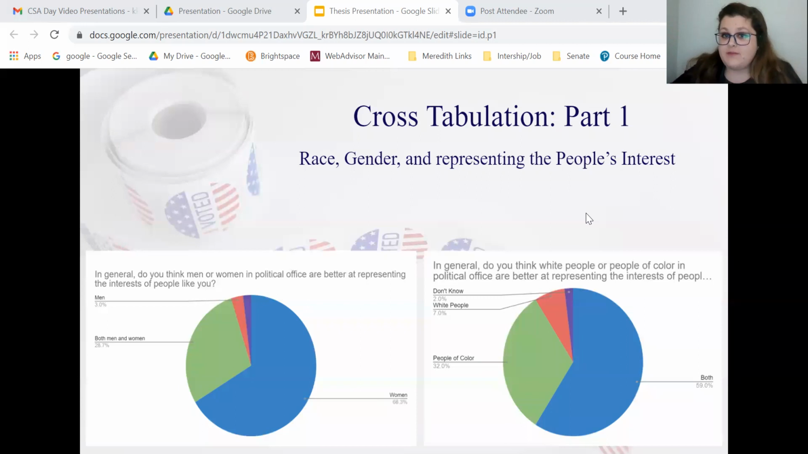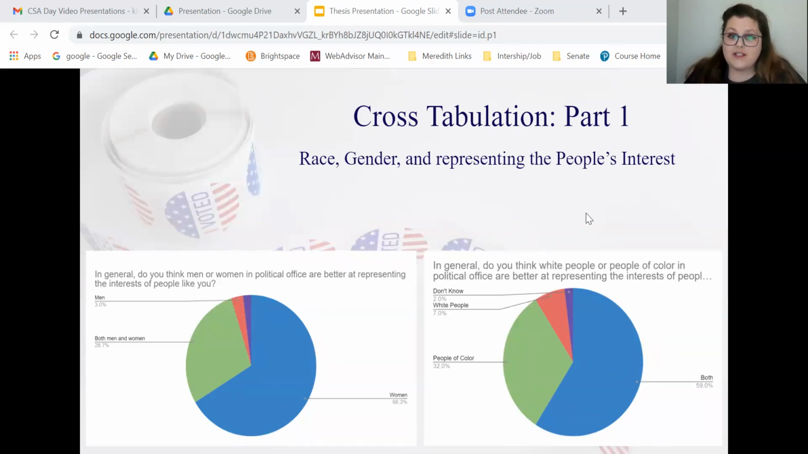To do an analysis of my results, I performed cross tabulations where I compared the answer to demographic questions to the answer to some of the political questions. The demographics I used were age, education, gender, political ideology, and race. I chose to highlight in this presentation gender and race, as well as education.